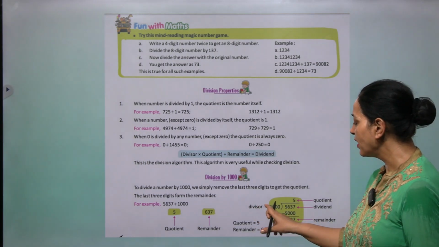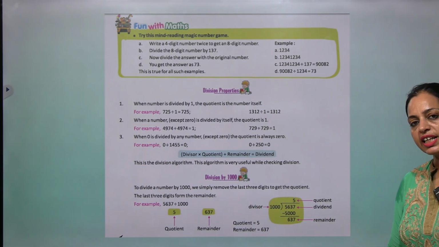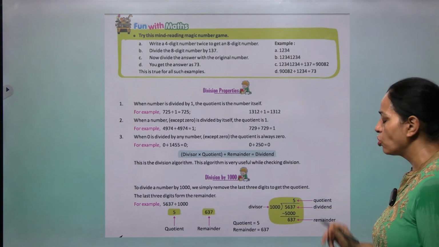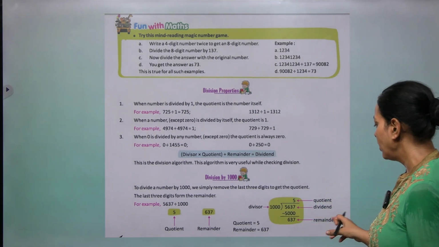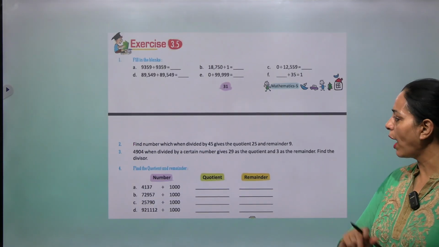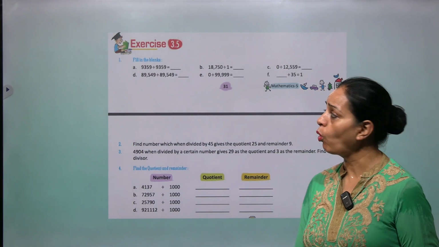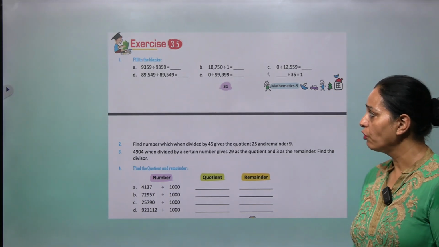So what is divisor here? Divisor is 1000 here. Dividend is 5637 and quotient is 5 and the remainder is 637. Right, I hope I am clear to you. So now we are coming to exercise 3.5. First question, filling the blanks.